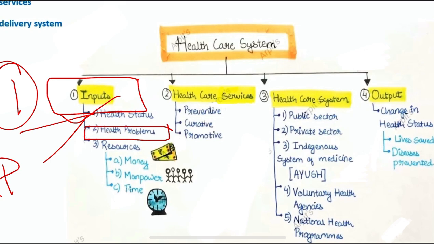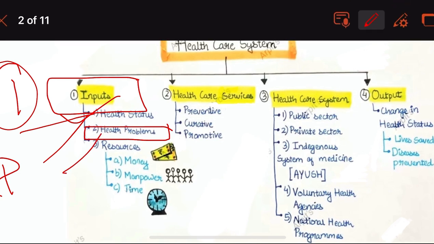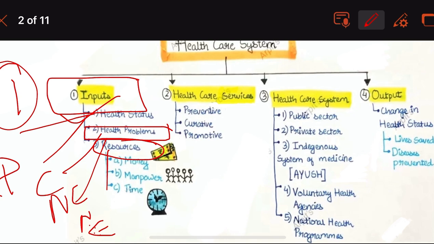So we are done with inputs, health problems, very simple: communicable, non-communicable, nutritional, environmental, etc. And then we are moving on to the resources, which is money, manpower and time. The resources have to be met so that the health needs of the community can be met. Therefore, we have to assess the resources.